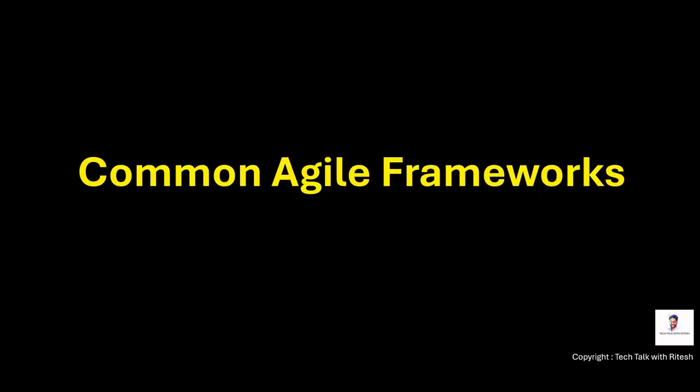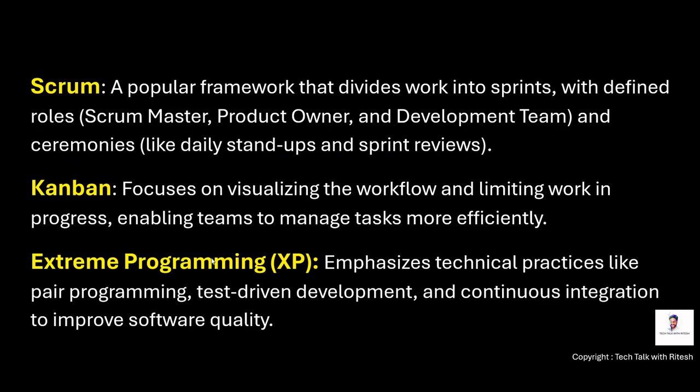Let's see the common agile frameworks we have. These are the popular ones: Scrum, Kanban, and XP, right? At least Scrum and Kanban, they both are very popular. Scrum is a popular framework that divides work into sprints. And sometimes we use these terms if you work on a project: Scrum ceremonies, daily stand-up, retrospective, etc., right? Sprints come with defined roles. So we will have Scrum Master, Product Owner, Development Team, etc., right?